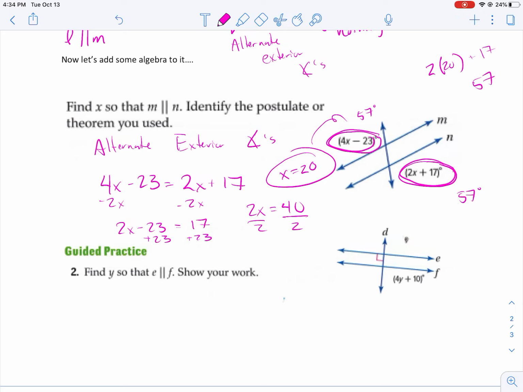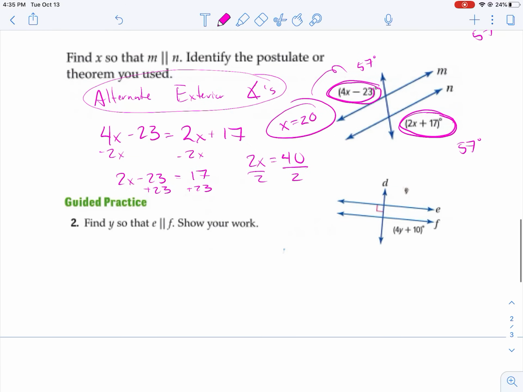So again, all I did there was use the fact that these are alternate exterior angles, and I was just trying to find what value I can plug in for both expressions in order to get the same angle measure for each. Now again, it doesn't match up. It doesn't look like 57 degrees, but just play along. And finally, find y so that E is parallel with F.